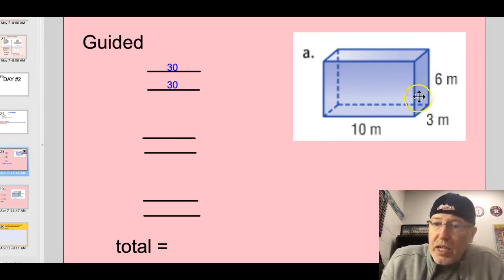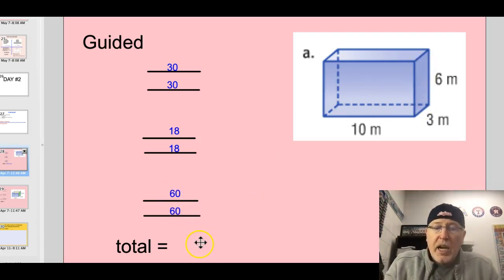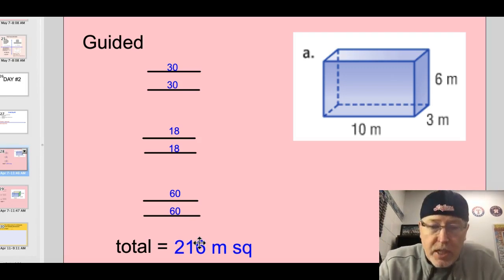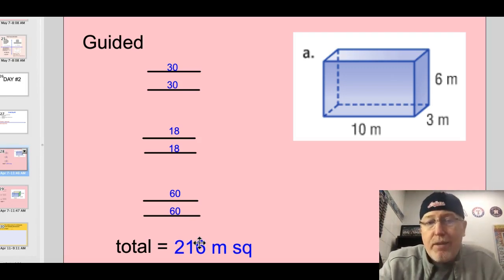Then I would do 6 times 3. That would give me this side and this side. So the next 2 lines, I'd put 18 and 18. And then I have the last 2 measurements. That measurement is 10 by 6. So I put 60 and 60. I total all those guys up. I have 216 meters squared. What you see right there, that's what my work steps would look like for this problem.